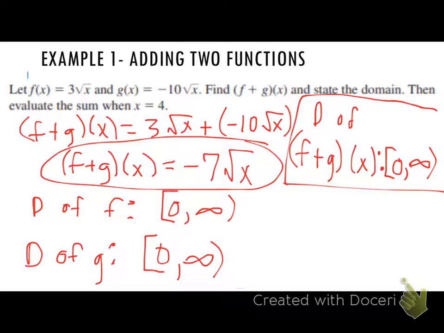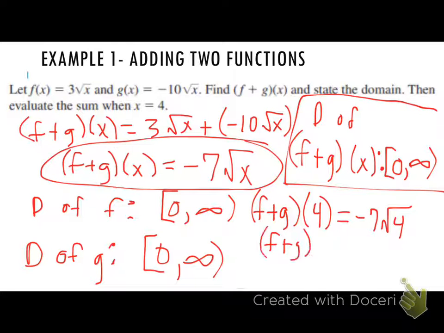Last thing, I have to evaluate the sum when x equals 4. So I'm finding f plus g of 4. So am I plugging into f of x, g of x, or f plus g of x? F plus g of x, I'm replacing that x with 4. What's the square root of 4? And negative 7 times 2. So f plus g of 4 is negative 14. Questions there?